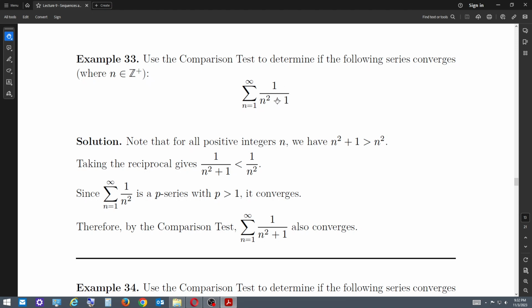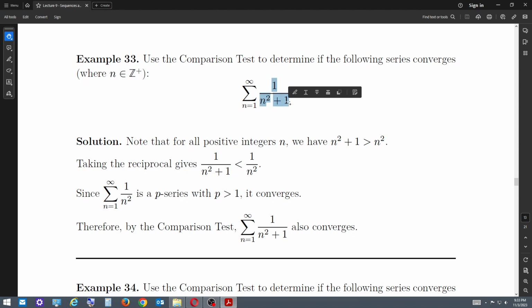So this question says use a comparison test to determine if the following series converges. Okay, so we need to figure out if this thing converges. Now, if I see something like this, where I have an n squared in the denominator, my first instinct is to try to compare this with a p series, 1 over n squared, in some way. I can't just automatically do it. I have to check to see if it actually works first. Remember, the terms of this series have to be either less than or greater than the terms of the series you're comparing with, depending on whether we're trying to prove this converges or diverges.